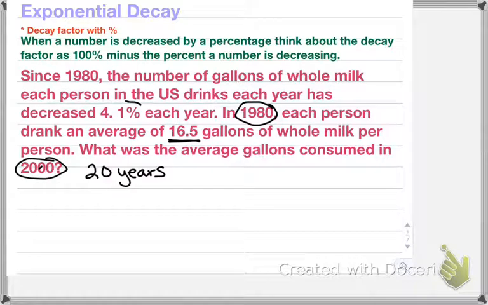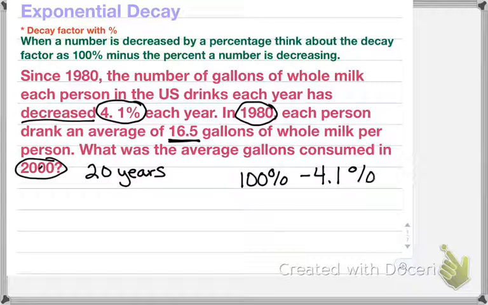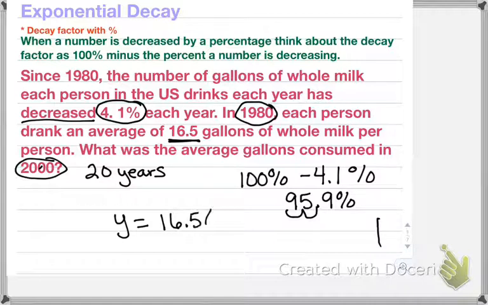Then we have to think of our 4.1%. This is a decrease. So we have to think of 100% minus 4.1% as our growth factor, or decay factor in this situation. So when we take 100 minus 4.1, we end up with 95.9%. Well, we don't want to have 95.9%. We have to change it to a decimal. So then this is going to be what our B is. So Y is equal to our initial of 16.5 times 959 thousandths.